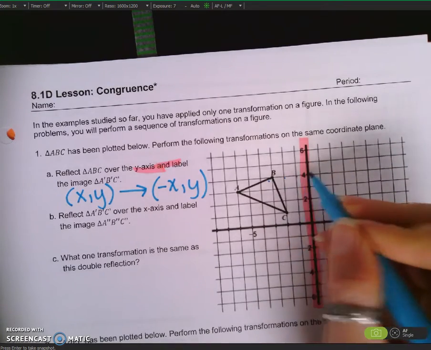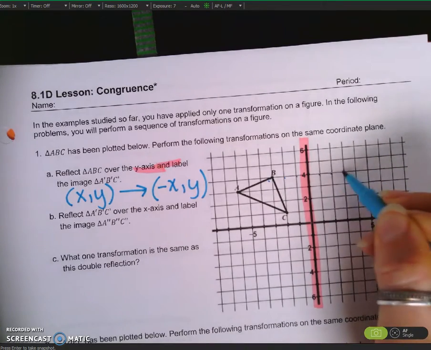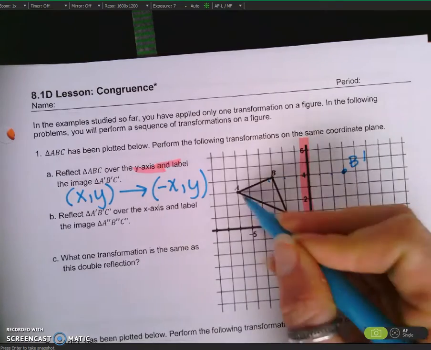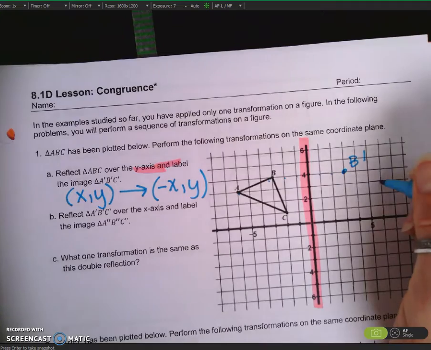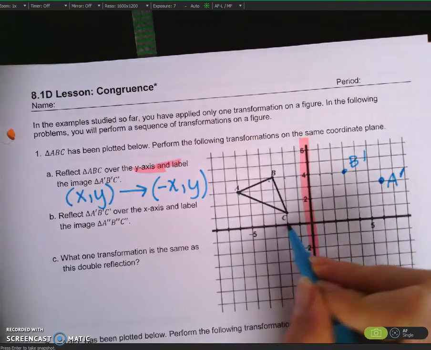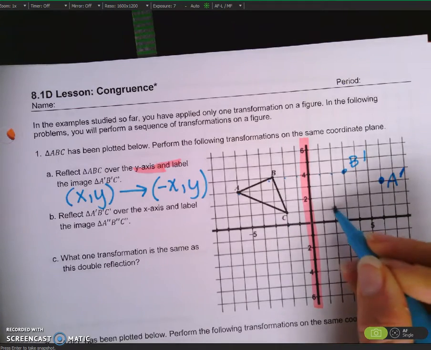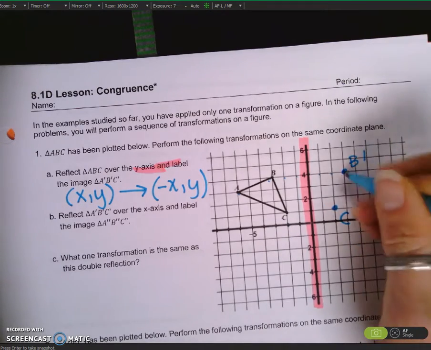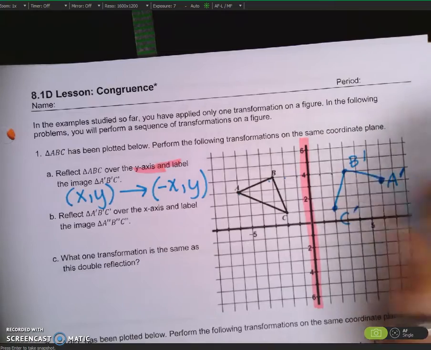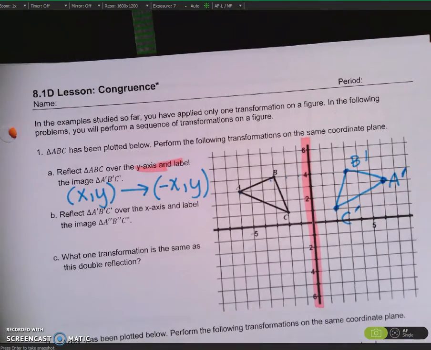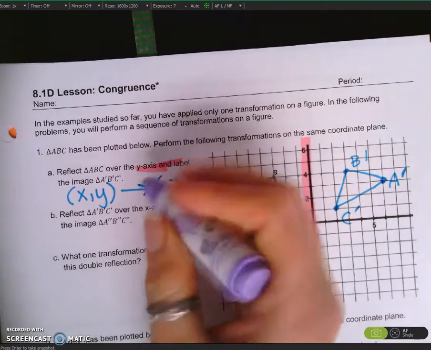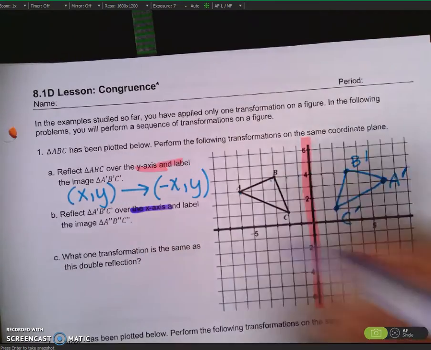So B's 1, 2, 3, so B prime 1, 2, 3. A is at negative 6, so A is going to be at positive 6, sorry, A prime. And C is at negative 2, so here we go, C prime. And you can use your compass if you like to use a straight edge, but you should be able to sketch that pretty well. Now we're going to reflect over the x-axis.